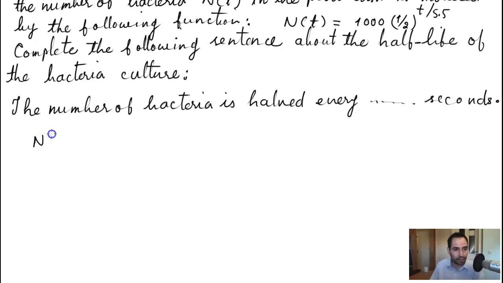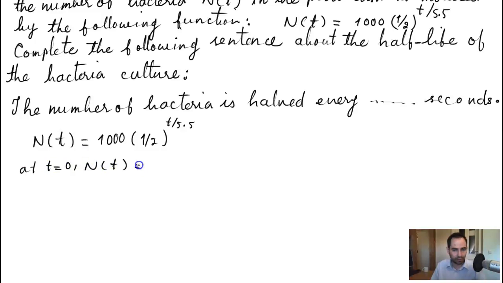So I write this again here, n of t is equal to 1000 times 1 half raised to the power t divided by 5.5. From the function itself, you will see that if t is equal to 0, then 0 divided by 5.5 becomes 0, and half raised to the power 0 is equal to 1. So this whole thing becomes 1. And so at t equal to 0, n of t is equal to 1000. That means this is the point where the graph of the function goes through the y-axis, or basically this is your a.